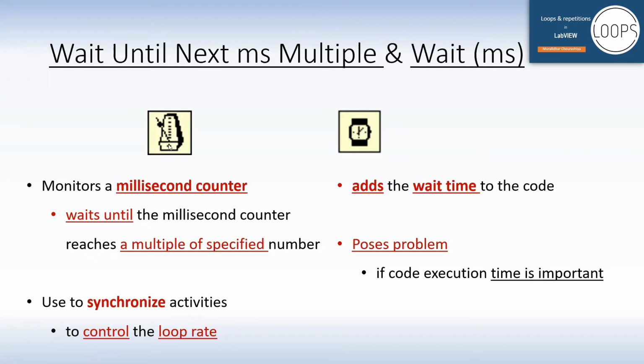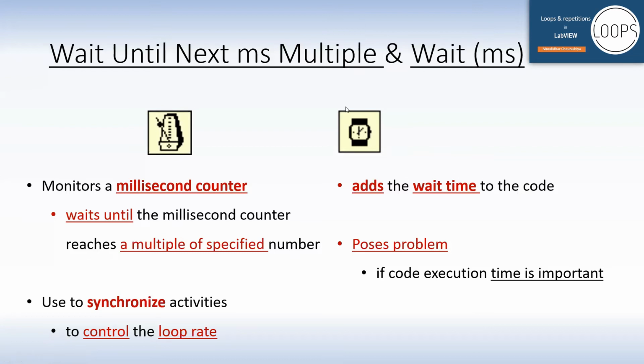So then you use this. This also does the same thing, right? It also allows the program to wait for the next loop. It adds the wait time to your code. Okay, so if your execution code takes like 3 milliseconds and you put 20 milliseconds here, your total wait time in the loop will be like 23 milliseconds.